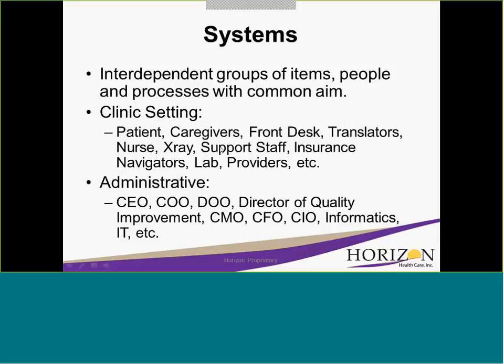So it was important to actually define systems first before we start. Systems include an interdependent group of items, people, and processes with a common aim. And within a healthcare organization, this can be divided into clinical settings and administrative settings. Within the clinical setting, you can see there are a large number of players that all kind of interconnect together. And on the other hand is the administrative system. And when we bring these two components together, we have a large healthcare system.